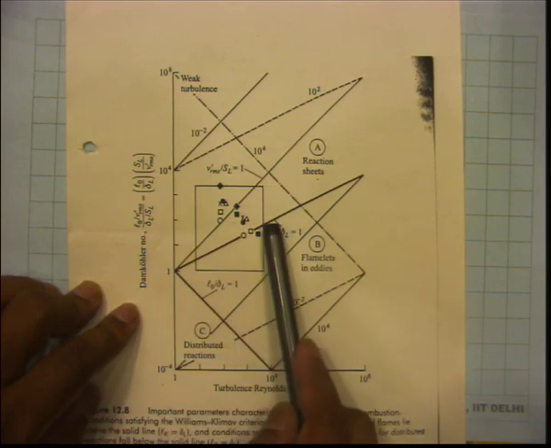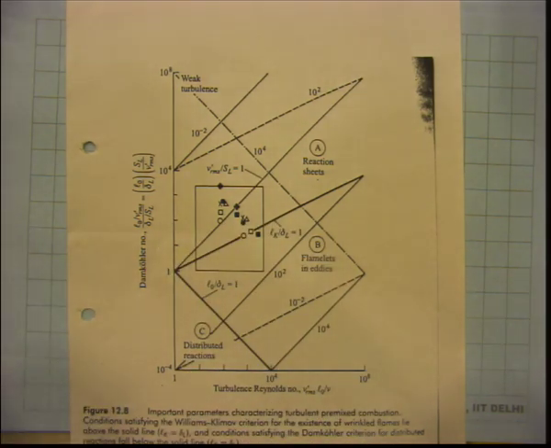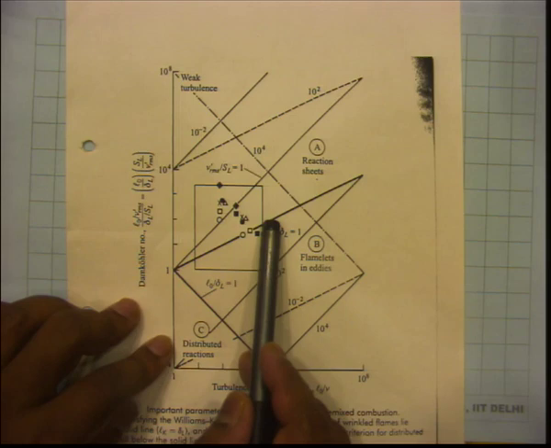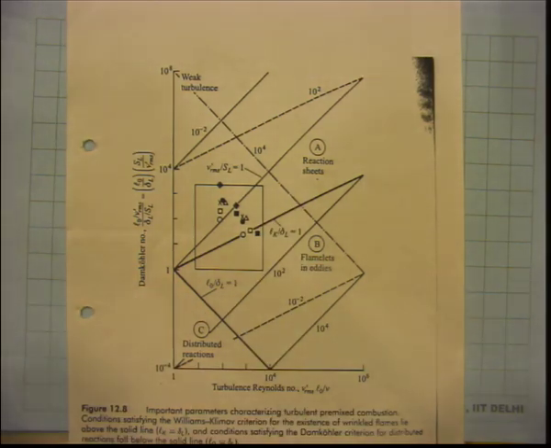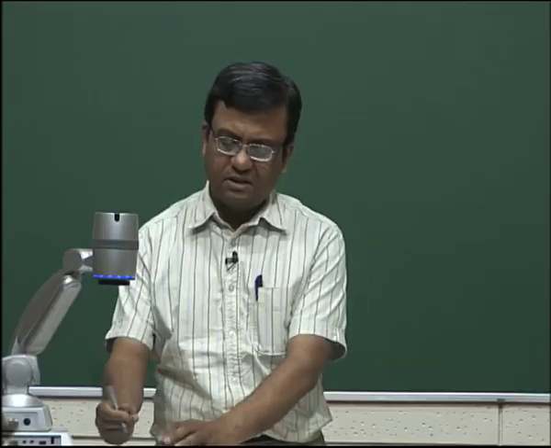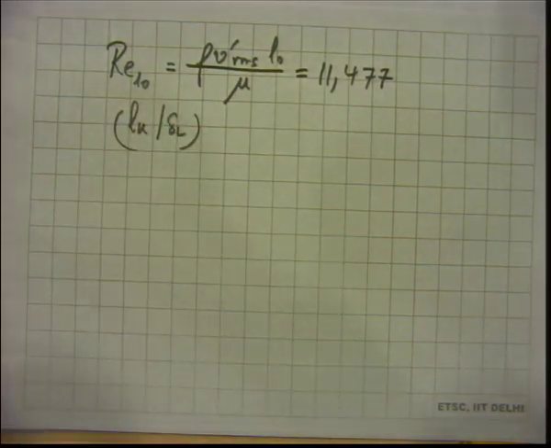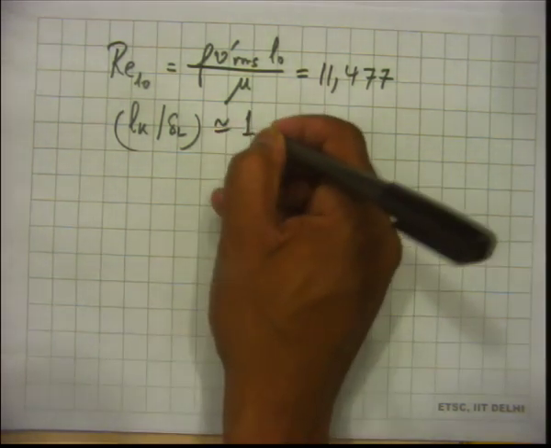So you will see that it will be close to LK by delta L equal to 1. All right. If we go 11,000 from here and 69 from here, it will be somewhere close to LK by delta L equal to 1. So one way of doing this problem is to locate the point on the graph and say that roughly. If you actually take the graph and use the Damkohler number value of 69 and the turbulence Reynolds number value of 11,477 is what we got, right. So, if we use this, then you can locate it more accurately, but this is roughly equal to 1.